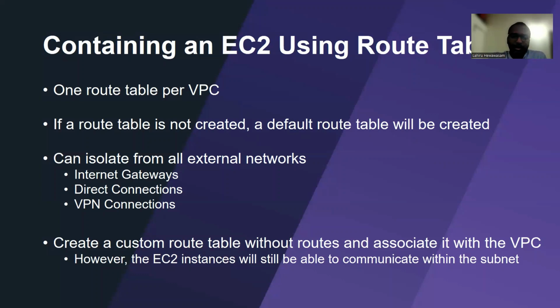How you do this is by creating a custom route table without any rules and associating that to the VPC, or you can clear all the routes on the route table, right? That's also an option. However, it's important to understand that even though you isolate an EC2 instance using the route table, the EC2 instance will still be able to communicate within the subnet. So it can still do harm to the rest of the EC2 instances within the subnet itself.